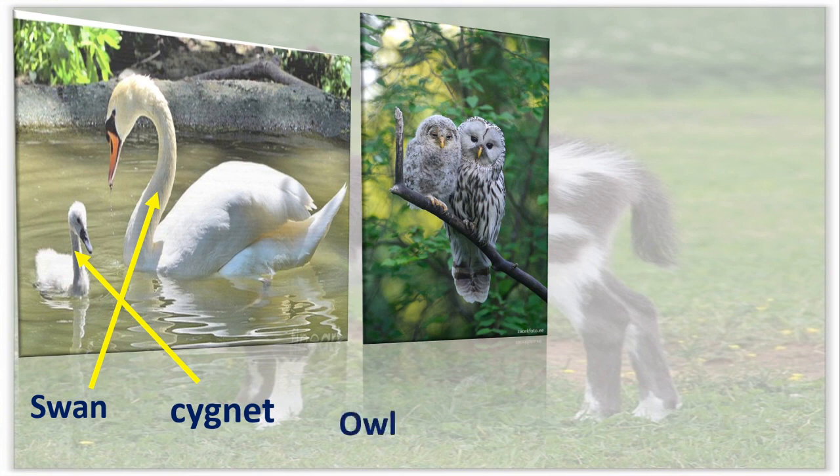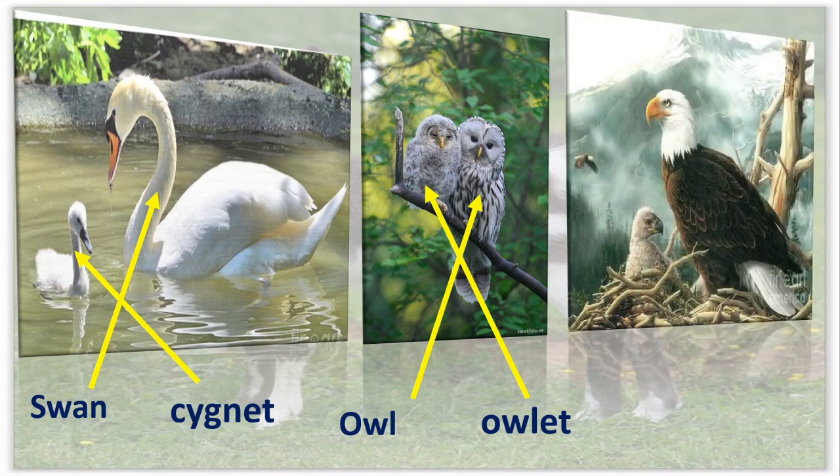Next, this is owl, and the young one is called as owlet. Okay, along with the picture, you have to remember the words. Next, see this, eagle, isn't it? See, this is mother eagle, and the young one it is called as eaglet. See again, swan, cygnet, owl, owlet, and eagle, eaglet.